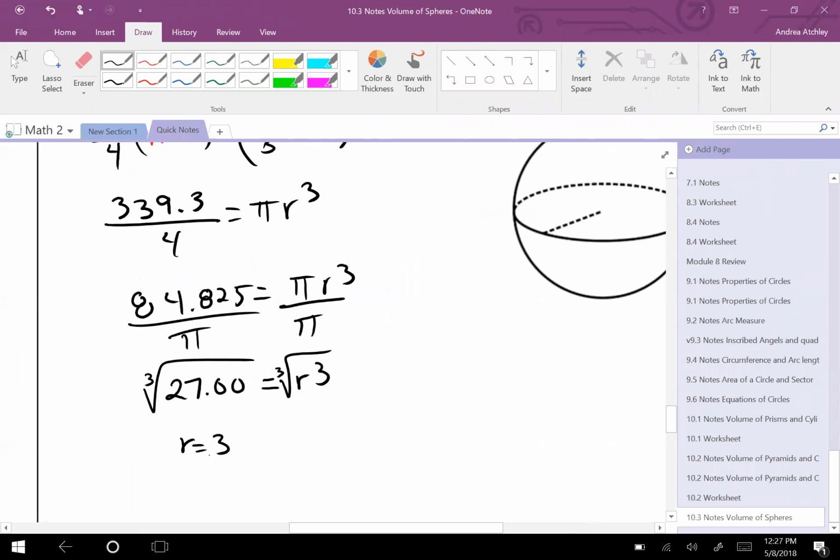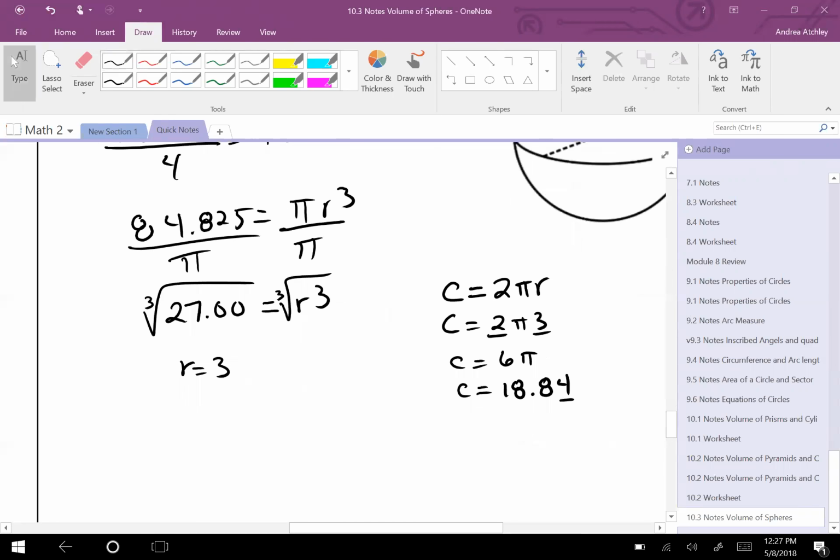Okay, so most of us struggled with the circumference. Circumference equals 2 pi r. So my circumference is 2 pi 3. Multiply 2 times 3 and get 6 pi. And then I plug that in my calculator. That gives me 18.84. Does the 4 make the 8 move up? No. So my circumference is 18.8, and this is just inches.